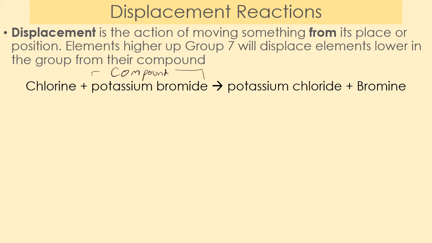and I react it with chlorine. Because chlorine is higher up in the periodic table, or higher up in the group than bromine is, it will displace the bromine. So the chlorine will knock the bromine away from the potassium, and we will then get potassium chloride plus bromine. Noticing how we've gone from the "ine" on chlorine to an "ide", and the "ide" from bromide to an "ine". So our chlorine has displaced bromine. The reason it has displaced it is because it is more reactive.